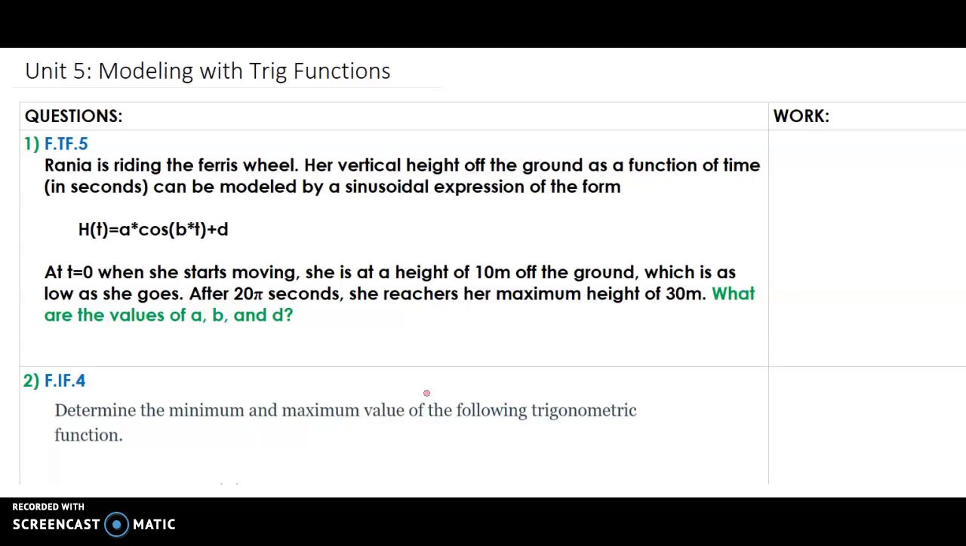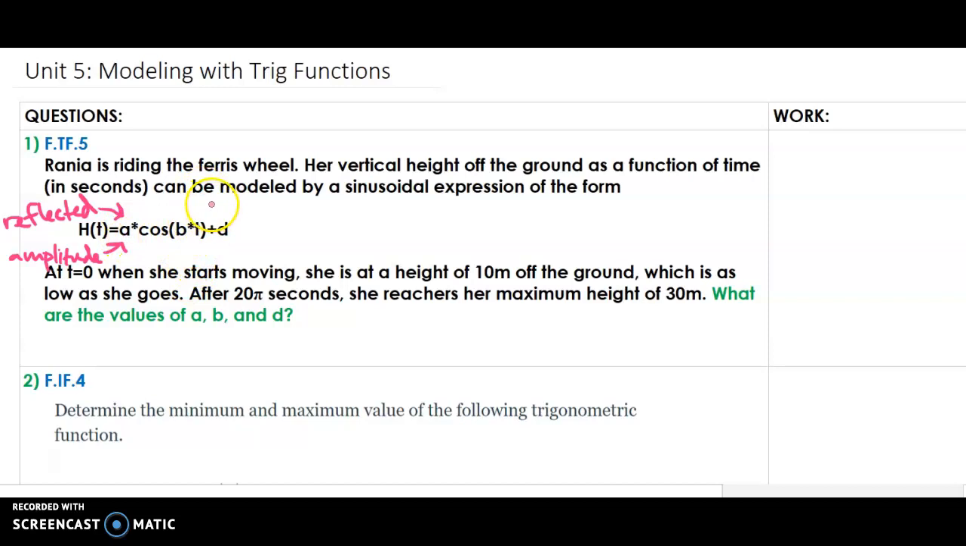When we're thinking about this a value, that represents the amplitude, which is the distance between the midline of the function and a max, or the midline and a min. What's also included in this a value is whether or not our function has been reflected over the x-axis or over the midline. Because we know our amplitude is always positive, but if this a value is negative, that tells us again that our function has been reflected over its midline.